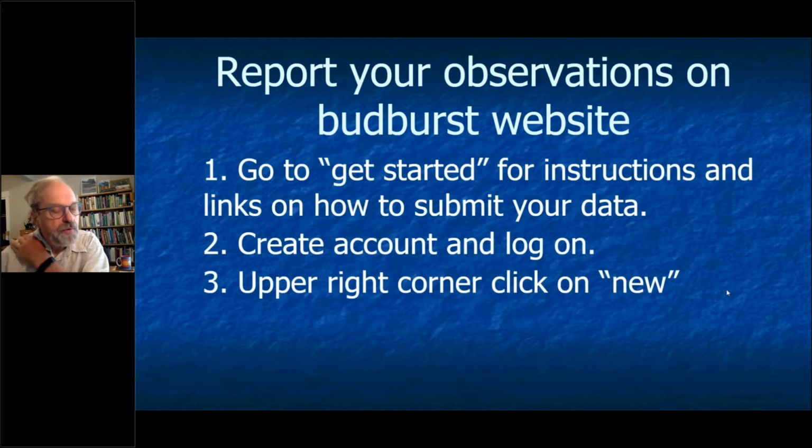Okay, and so when you get back home, then you want to submit your observation to the Project Budburst website. When you get to the home page, there's a Get Started section. You can click on that and they'll provide a lot of instructions on how to submit your data. And you've already created an account, so you just have to log on. And then when you get to your main screen, there will be a little green box. It says new, and you click on new. That's how you make a new observation. Okay, next slide.